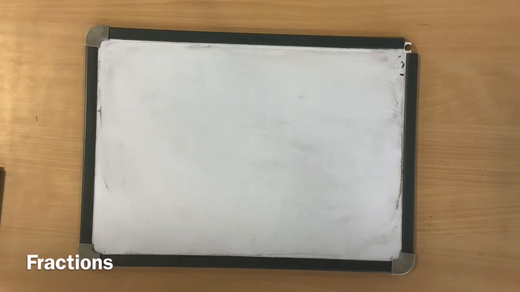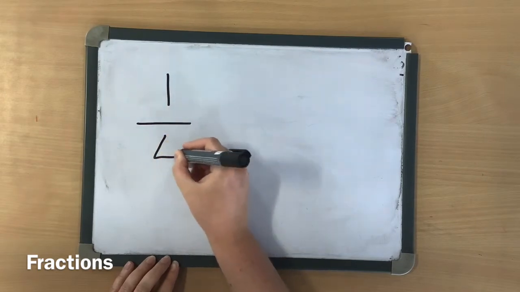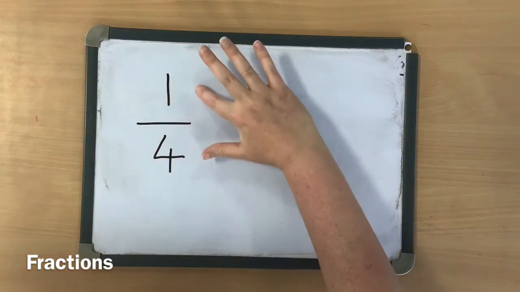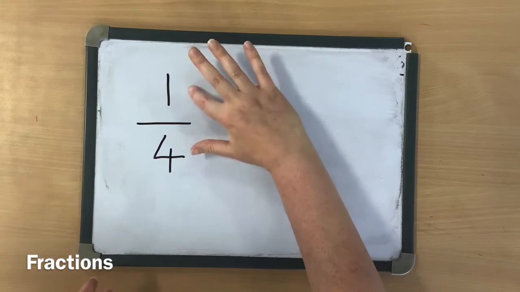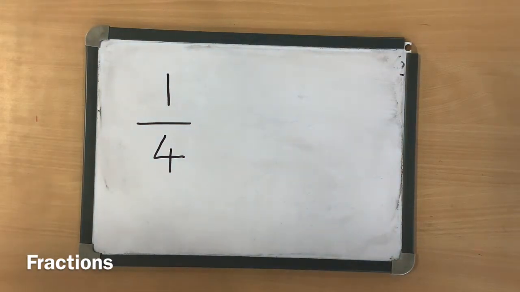So to start us off today, let's just recap what a fraction is. If I draw or write a fraction on the board for us, I would say that this is 1/4. There are two pieces of vocabulary, one for this part, the 1, and one for this part, the 4, and I'm wondering if you can remember what they are.